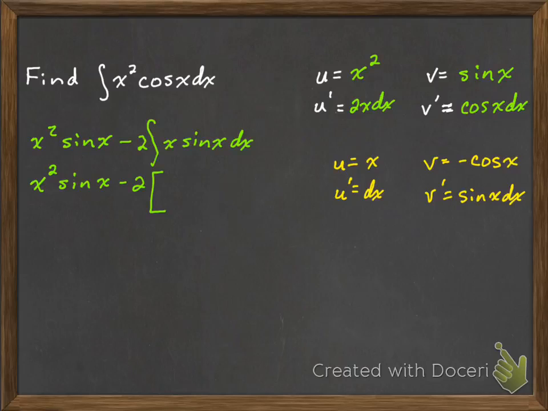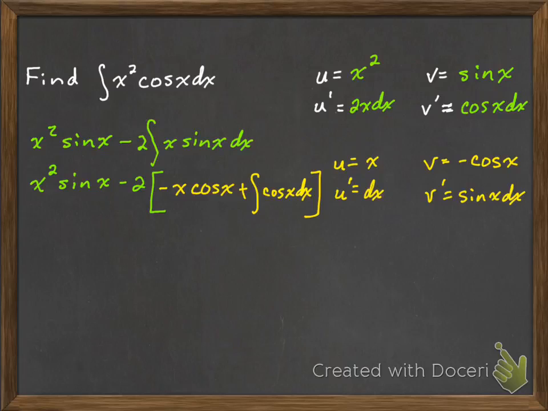All right, so substituting in our formula, we have u times v, so that's going to give us negative x cosine x minus the integral of v u prime. Well, v is a negative number, so this will change to a plus cosine x dx.